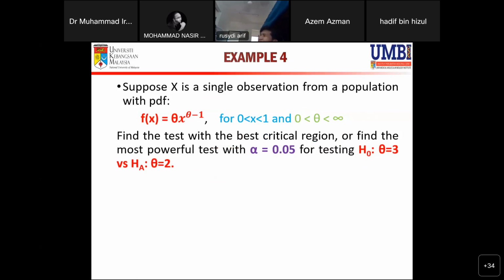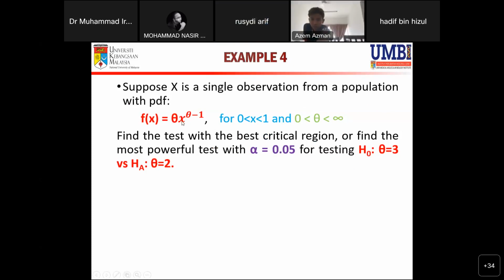Okay, all right. So we start straight away with example 4. Suppose that we access a single observation from a population with PDF f(x) = theta times x to the power of theta minus 1, where the x values are bigger than 0 and less than 1, and theta, the parameter, is always positive. Find the most powerful test, the test with the best critical region, with alpha, your type 1 error, fixed at 0.05, for testing the null hypothesis where theta equals 3, against the alternative hypothesis where theta equals 2.